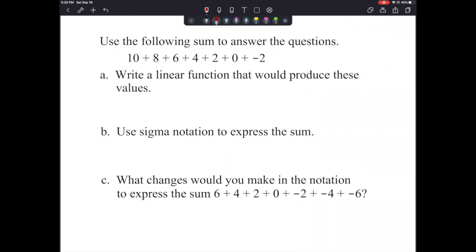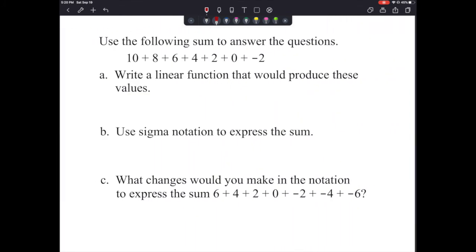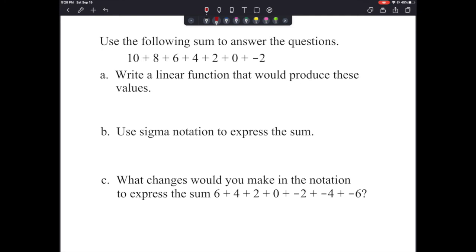All right, let's jump in here. Last little bit. We've got to use the following sum to answer the questions. So we have 10 plus 8 plus 6 plus 4 plus 2 plus 0 plus negative 2. Write a linear function that would produce these values.